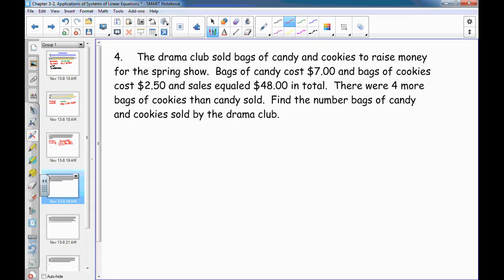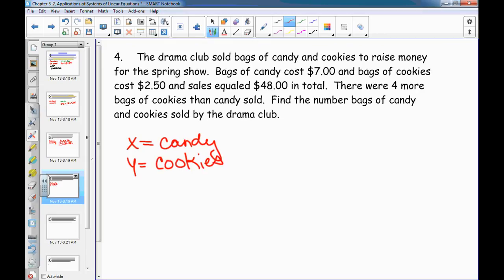The drama club sold bags of candy and cookies to raise money for the spring show. They both start with C. That's an issue. You're right. I've been running into that all day. So with that said, you're going to say X is equal to your first item. And what is that? Candy. And Y is going to represent your second item, which is going to be cookies. Does that make sense? Okay.